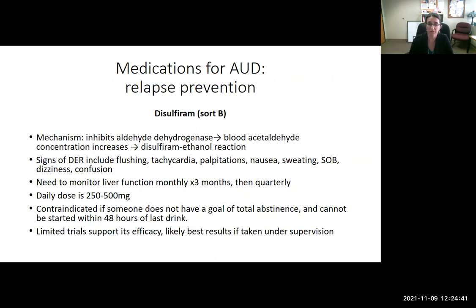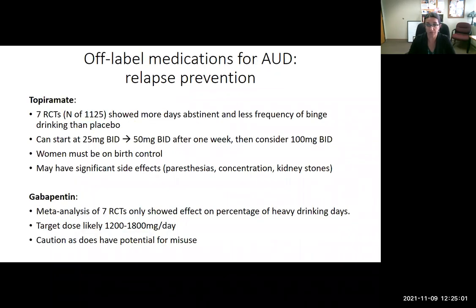Really need to monitor liver function. And it's really contraindicated if someone doesn't have a goal of total abstinence. Also can't be started within 48 hours of the last drink. And again, doesn't have too much evidence, but it's likely best if taken under supervision. So for some individuals, this may be a beneficial option.